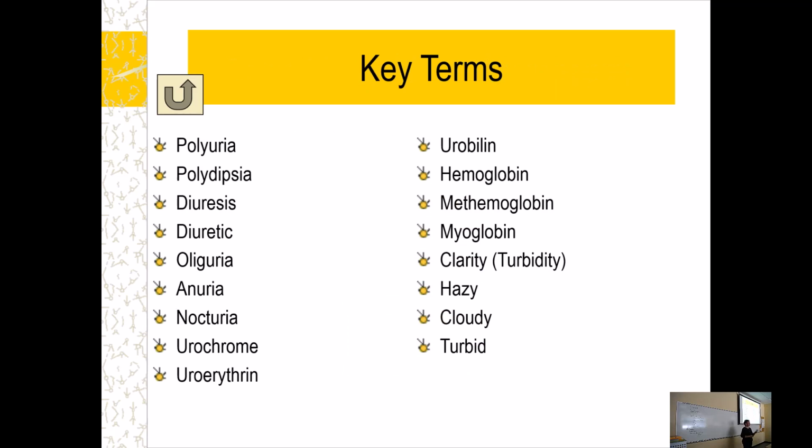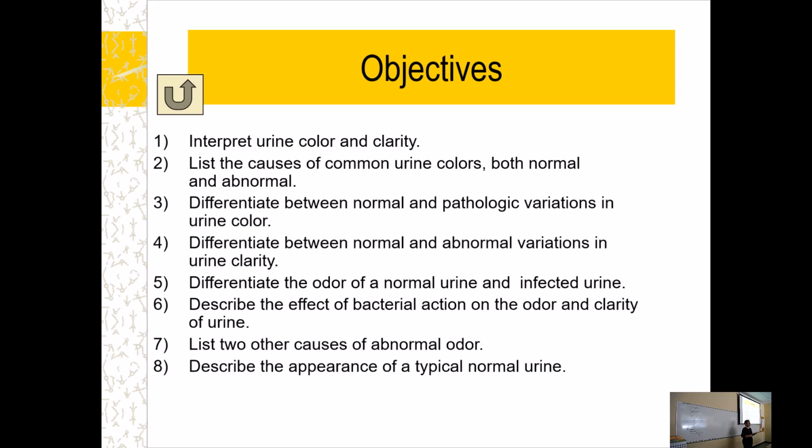Key terms for this lecture: make sure you go through all these terms, make sure you know what they all mean, break them down. Urinary objectives for this lecture are all right there. And again, all these objectives are listed under the documents of your Blackboard. If you click on documents, all the objectives for every lecture are on one sheet. Highly recommend you print those off and study from those.